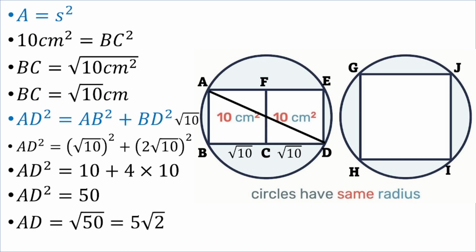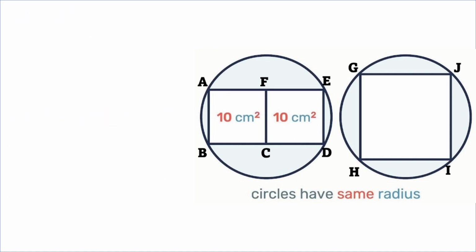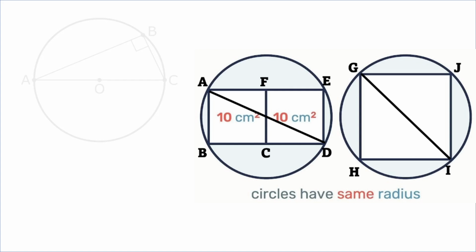Now, how will that help us with the square on the right? Let's see. Well, first off, the length AD in the circle on the left will be exactly the same as the length GI on the right. Those will be the same radii. How do we know this?